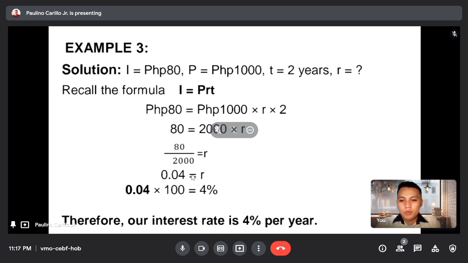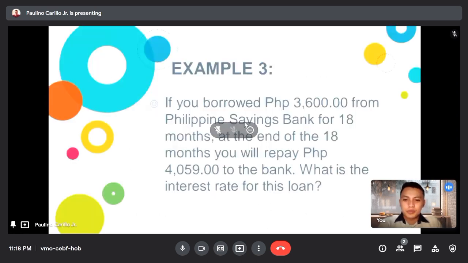So, we need to find R in terms of percent. Now, how to convert it? We just simply multiply it by 100, then we get the value of our interest rate, which is 4%. Understand? Any question? Okay.